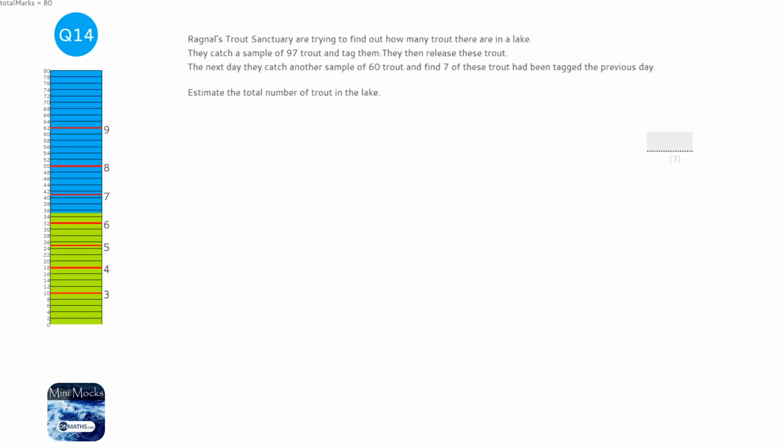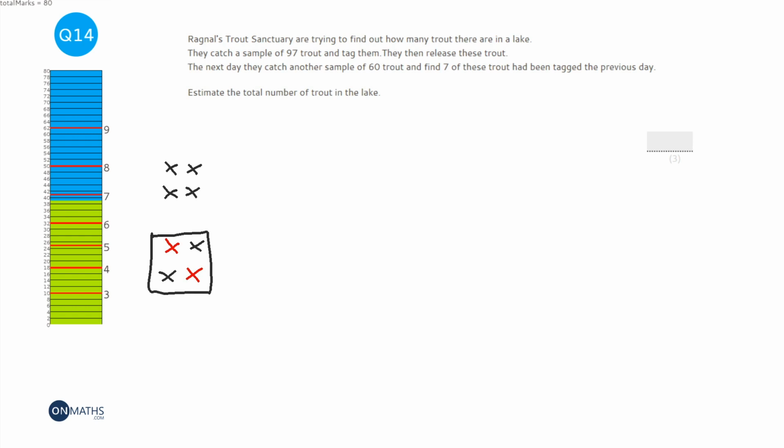Now this topic is brand new to the GCSE. I don't think it's ever been on the GCSE before, so it could be that all the resources you're using are a bit rusty on it. The idea is that you capture some things and you mark them all, then you put them back into the population, and then you capture a few more again, and then from the amount that you get back that are marked, you can have a really great estimate of the total population size.